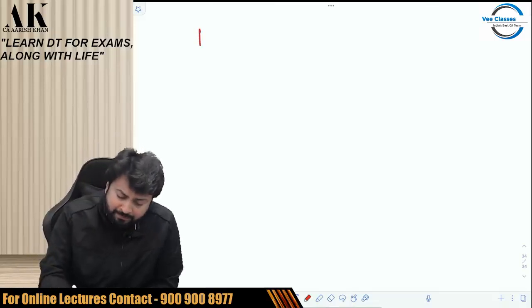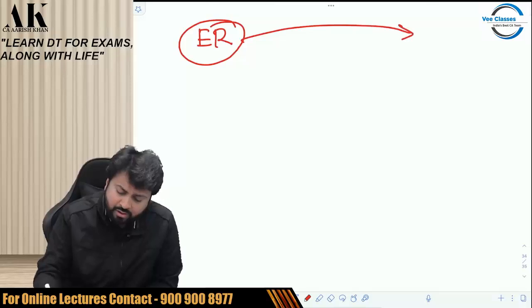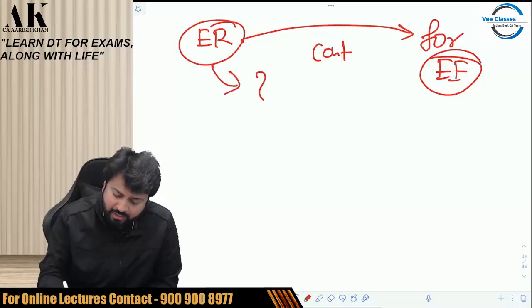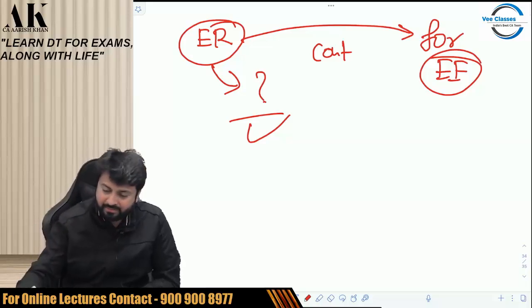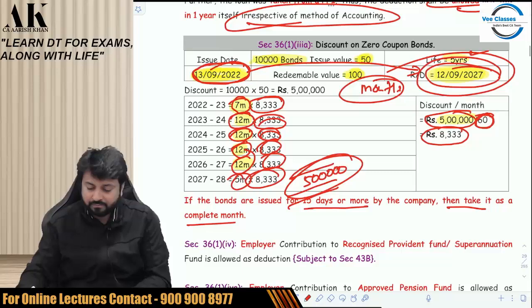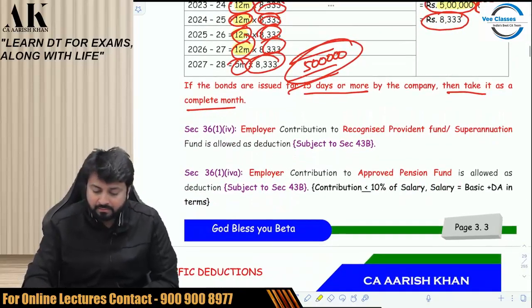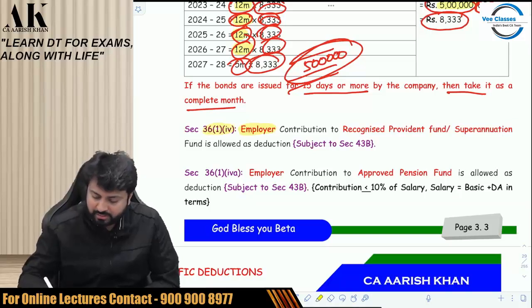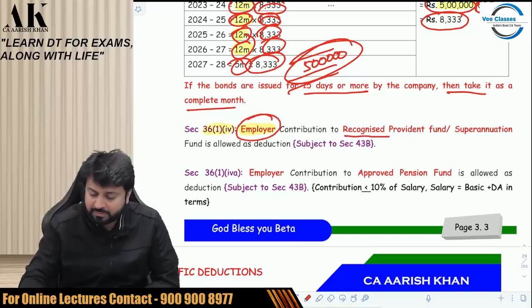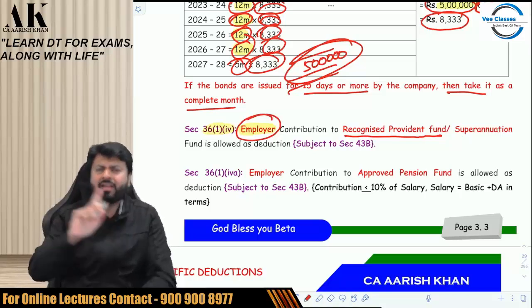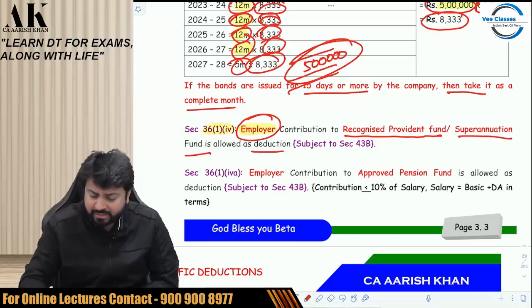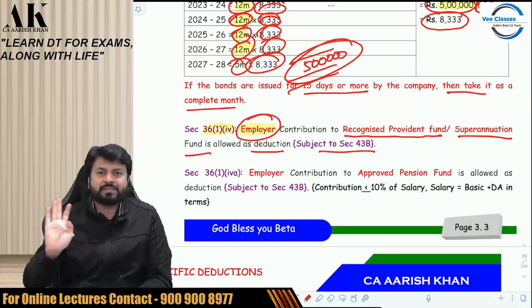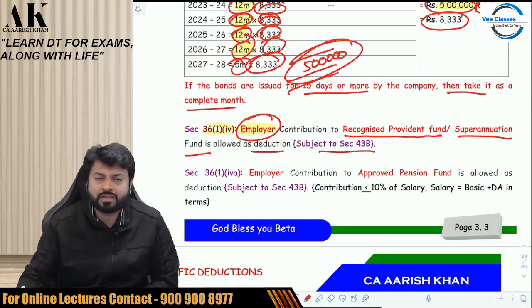The next few issues are the employer making certain contributions for employees. Will the employer get the deduction? The answer is yes. The employer makes a lot of contributions for employees, so let's see them one by one. First, 36(1)(iv): employer contribution to what? Recognized provident fund, not unrecognized provident fund. Unrecognized provident fund is not allowed as deduction. Contribution to a superannuation fund is allowed as deduction subject to 43B, meaning on actual payment basis. You have to pay the amount, then only you will get the deduction, not on accrual basis.